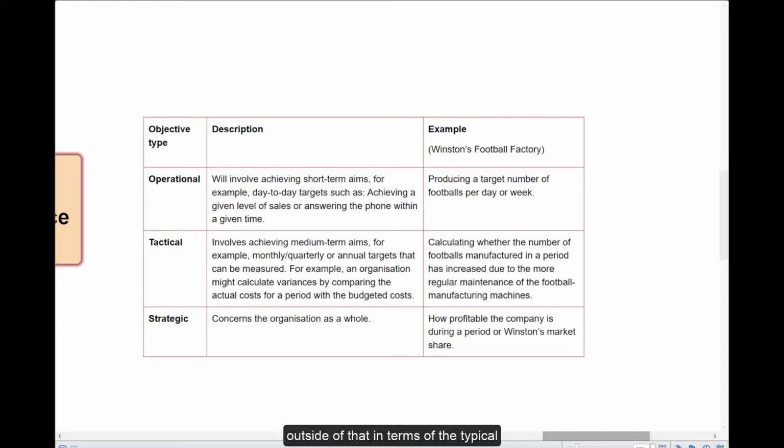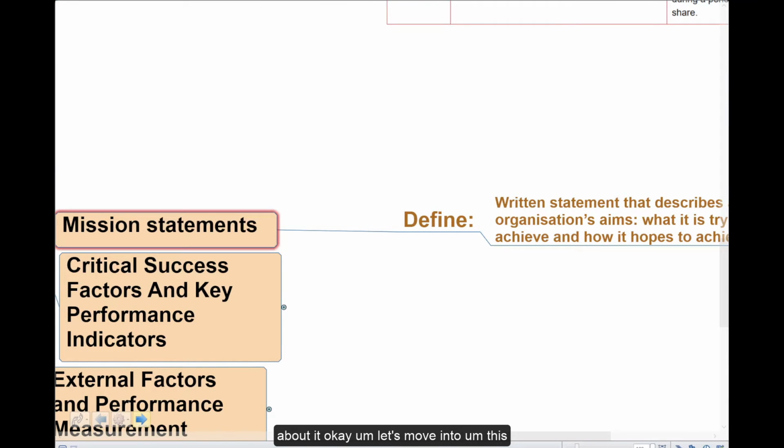Okay. Outside of that, in terms of the typical example, certainly profitability would be up there, and indeed, I guess for Winston's, it would be market share. Those are two significant indicators of where the business is heading in the long term. If profits are decreasing, if market share is decreasing, this is an issue, and we need to do something about it. Okay.